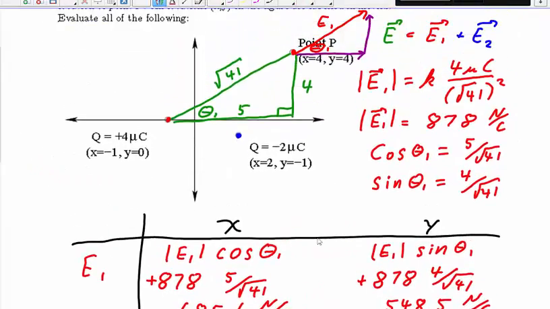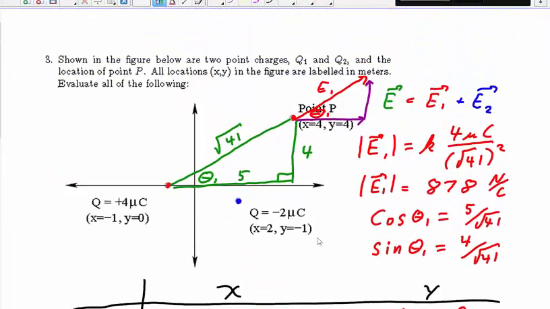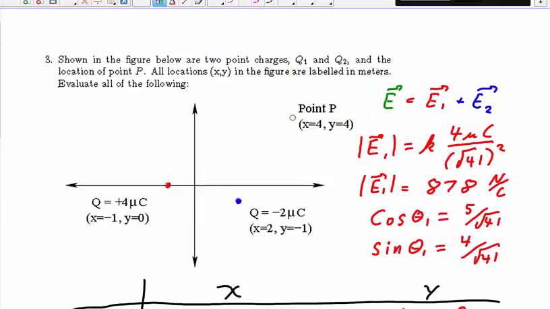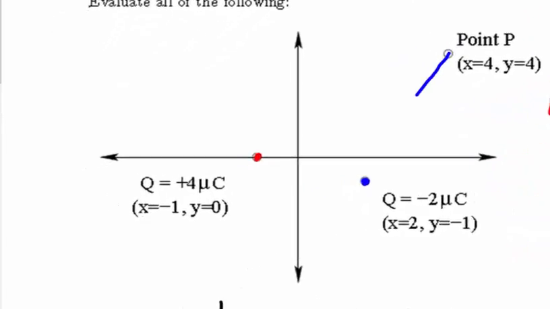We now return to the original diagram in order to complete the calculation in the same manner for E2. Because the second charge is negative, the electric field will point directly towards it. So from the point P, we point straight at the charge Q2.